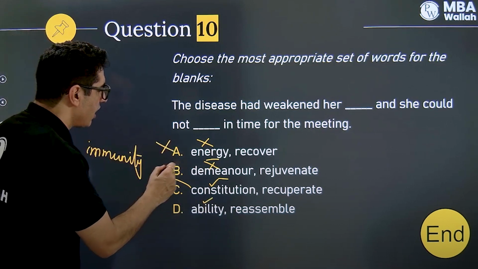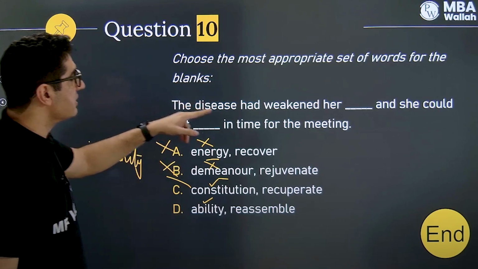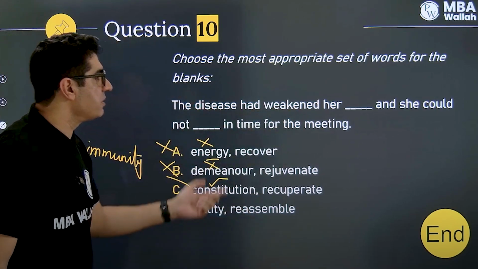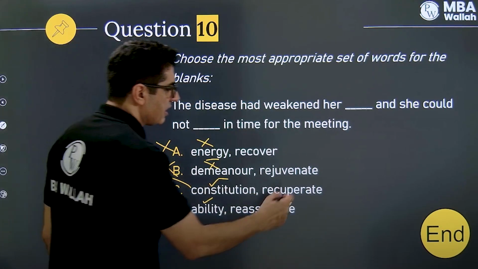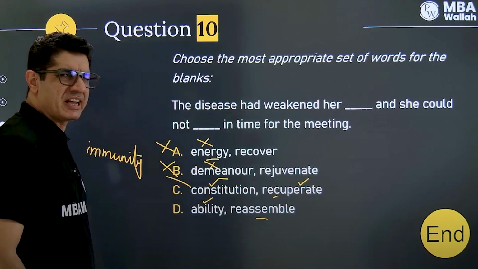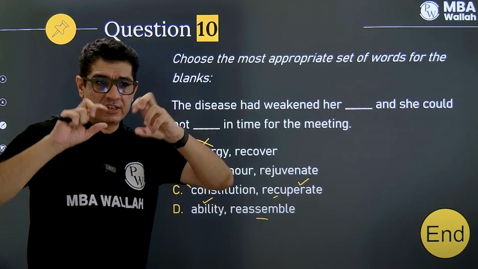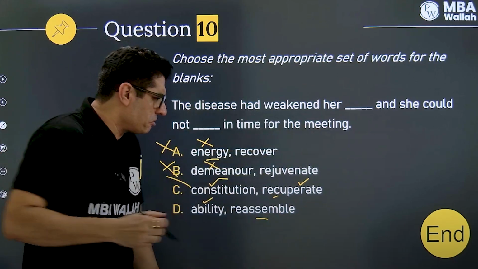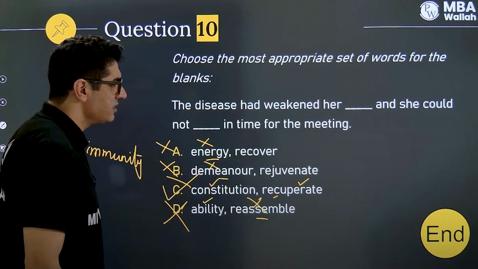So I think we can rule out options A and B on the basis of the first blank itself. So the disease had weakened her constitution or ability, and she could not recuperate in time for the meeting. Recuperate is recover. That's possible. She could not reassemble in time for the meeting. Has the disease, just like a machine, separated all her parts? No, that won't work. So reassemble cannot go. Let's rule it out. So our best answer is option C.